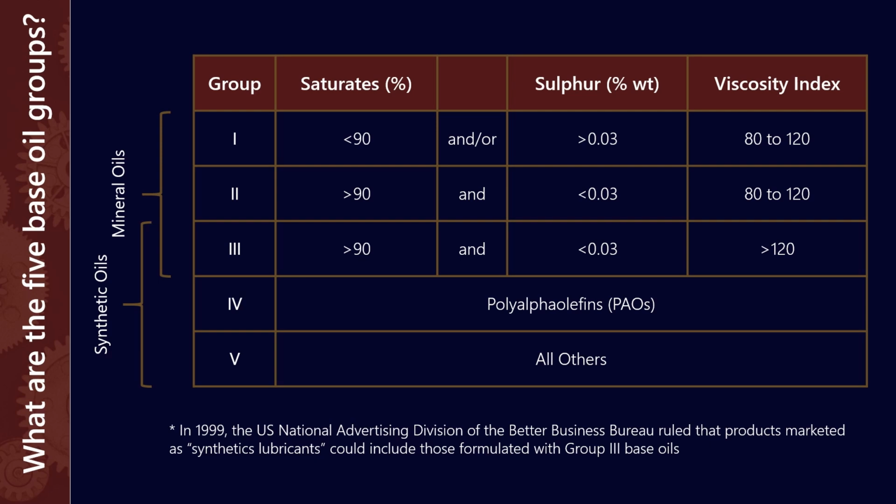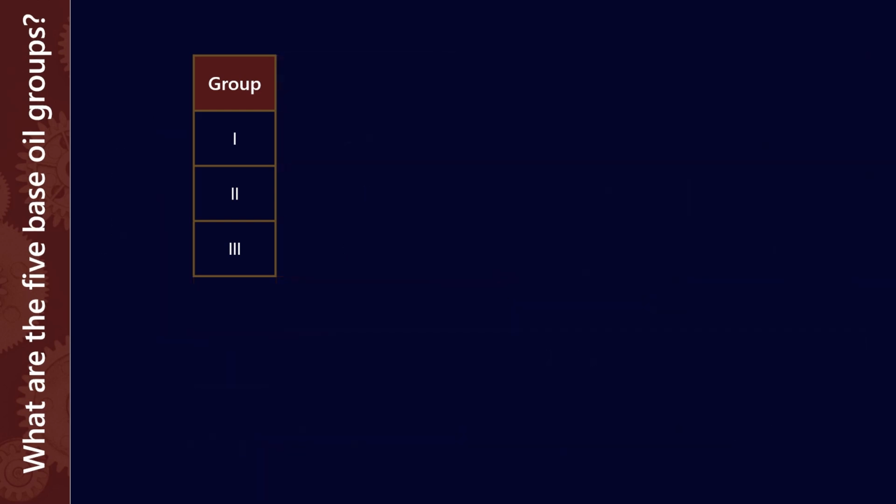However, group 5 also contains things like white oils, or the paraffinic base oils, or the silicon-based base oils. And those are neither mineral nor fully synthetic. Right? So group 5 does contain some synthetic base stocks, but not all group 5s are synthetics. I hope that clears that up.